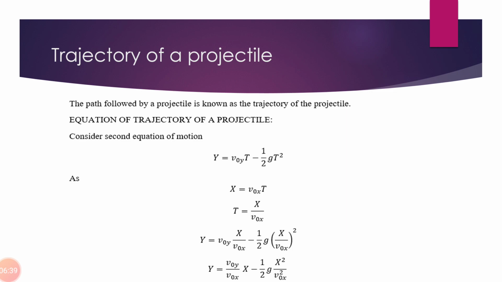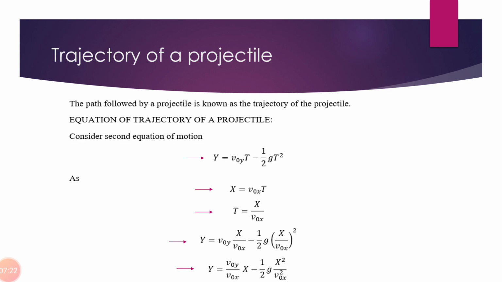Now we want to find out the mathematical expression which should describe the trajectory that a projectile follows. The trajectory of a projectile is the path that is followed by a projectile. In order to find the mathematical expression, we are using the second equation of motion, y is equal to v0y t minus half g t square. The horizontal distance x is equal to v0x t. So rearranging gives t is equal to x upon v0x, and substituting this into the expression and rearranging, we get y is equal to v0y upon v0x multiplied by x minus half g x square upon v0x square.